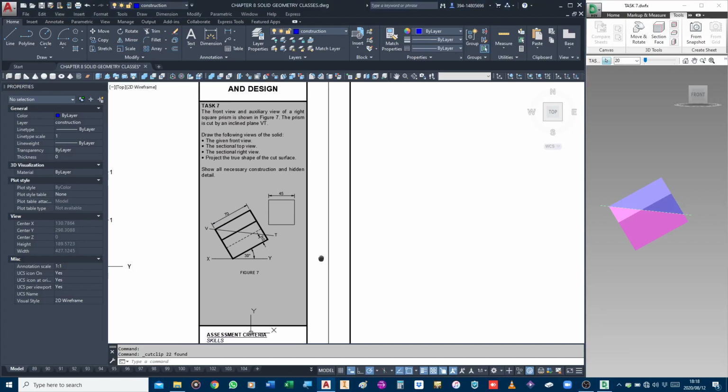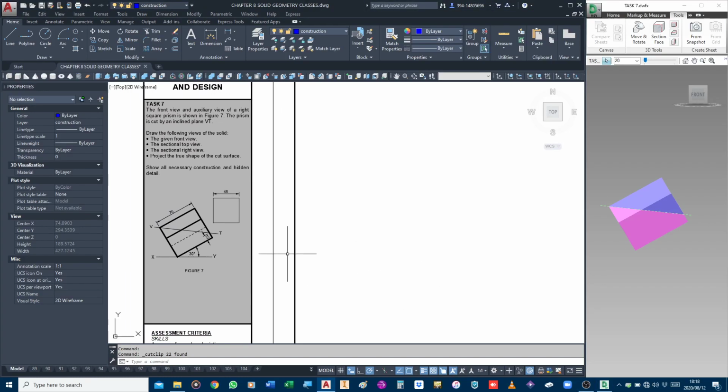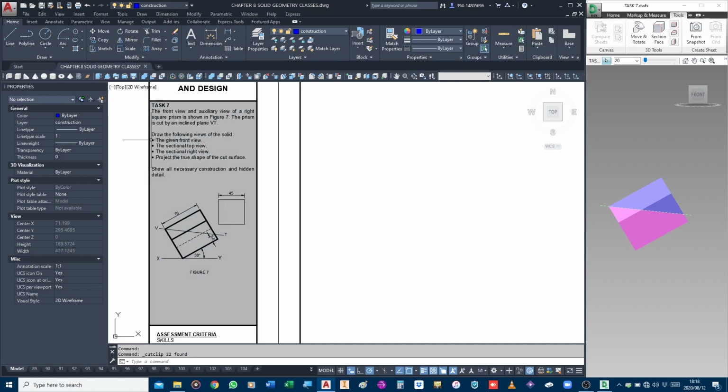Good day, grade 11s. Today we are doing a tilted prism with a cut through the base. Like I said to you before, the first thing that we need to do is read the question. The front view and auxiliary view of a right square prism is shown in the figure. The prism is cut by an inclined plane VT.